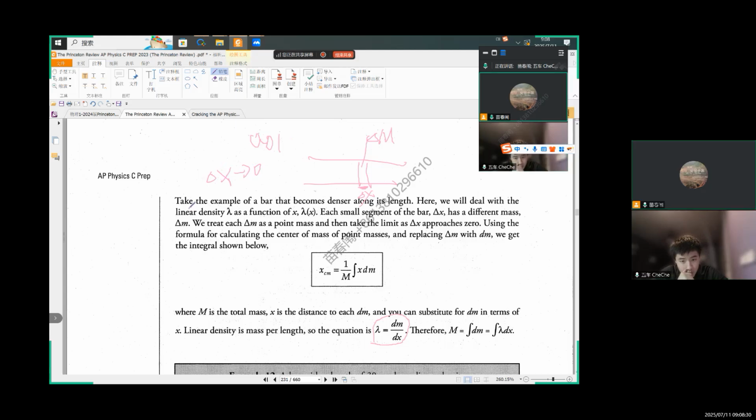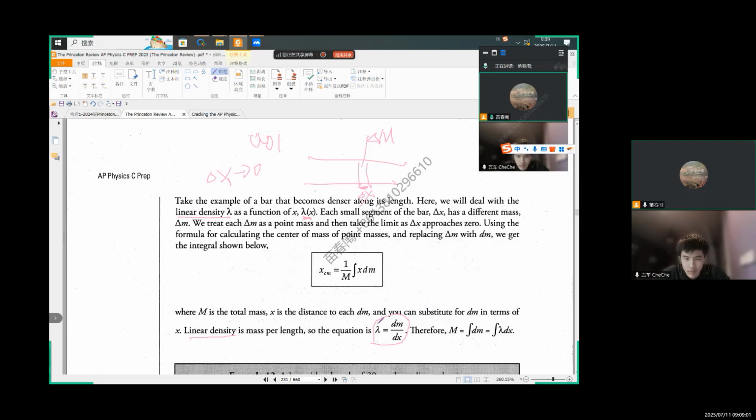Does that make sense? And we also assume that linear density lambda is a function of x. Yeah, that makes sense. So that linear density is dm over dx. It's for each little teeny tiny part, what's the mass, basically.